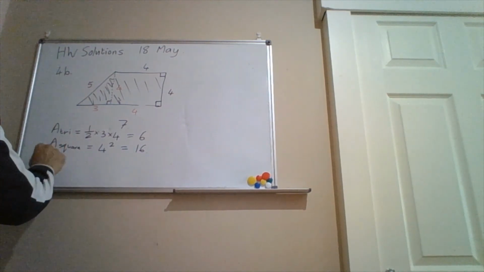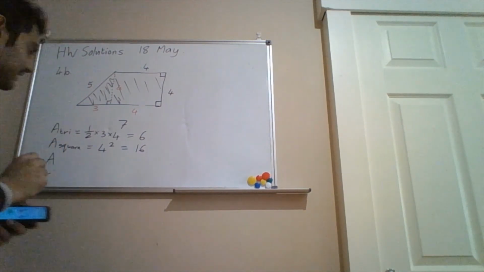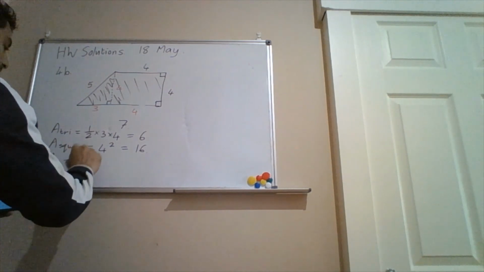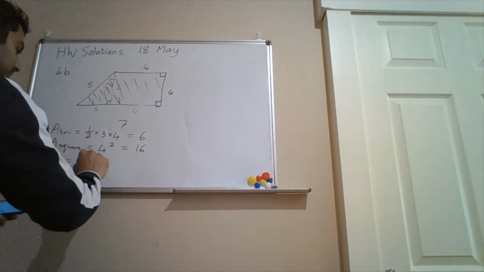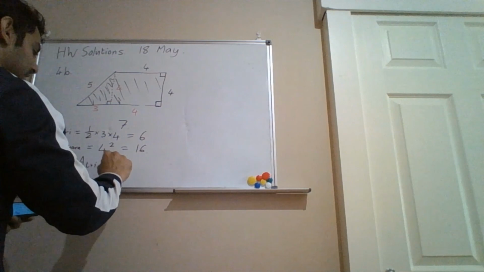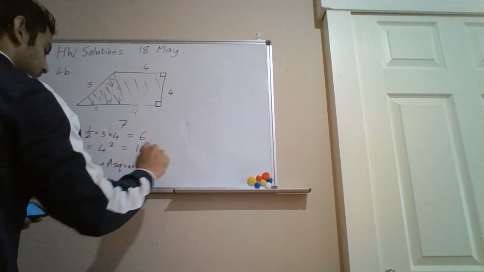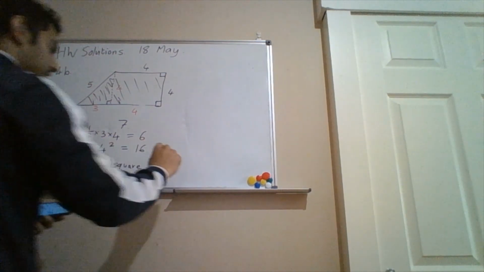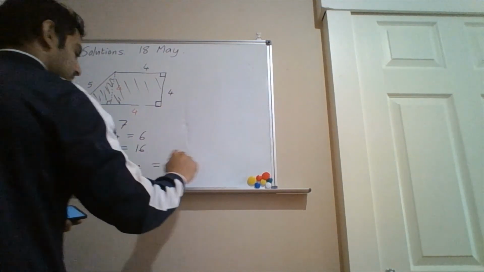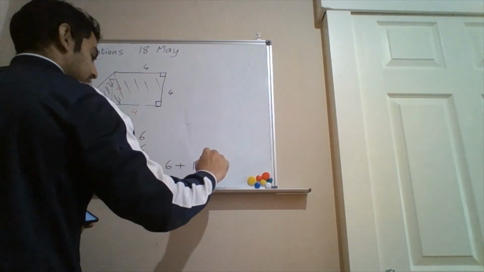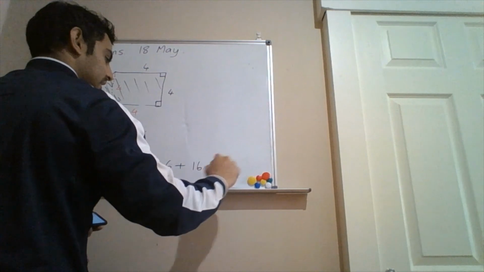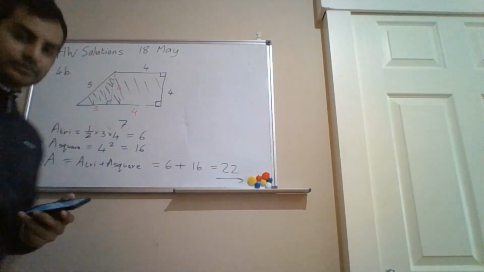And the total area, which I'm going to denote by the letter A, equals the sum of the two areas, the area of the triangle plus the area of the square. And let's fill in the values. Area of triangle is 6 plus area of square is 16, giving us a final answer of 22.